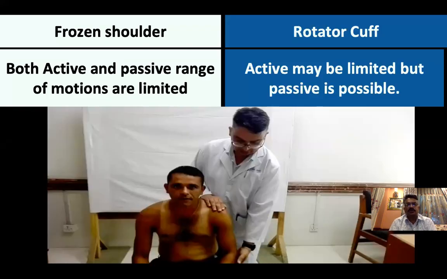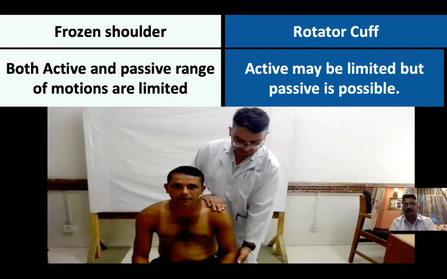Coming to the frozen shoulder, this is a very popular slide. I am sure that most of us know how to differentiate between frozen shoulder and the rotator cuff. But I would again like to emphasize, because among the 39 referred cases that I have gone through over the last 1 year, I found that basic examination was lacking. So just to emphasize, in frozen shoulder, both active and passive range of motions are limited.